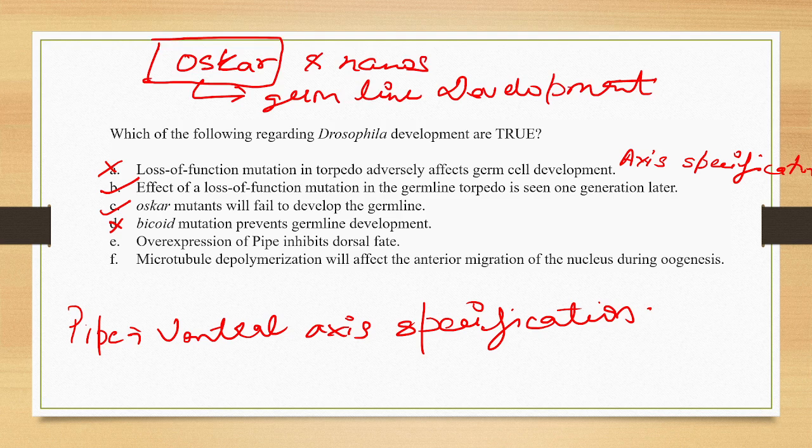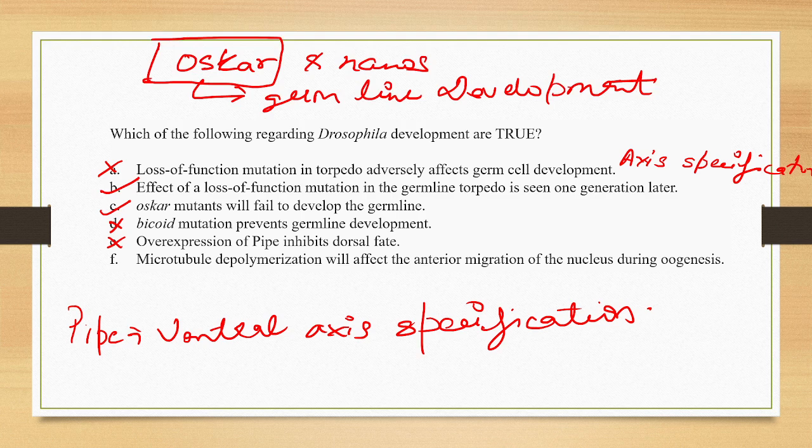So if pipe is overexpressed, then there can be enhanced ventralization. But it doesn't mean the dorsal fate would be cut off, unless pipe is expressed on the dorsal side. So this is wrong, because pipe is involved in ventral axis specification. If pipe is overexpressed, there can be more ventral axis specification, enhanced ventralization, but it doesn't mean that dorsal axis specification would be inhibited.